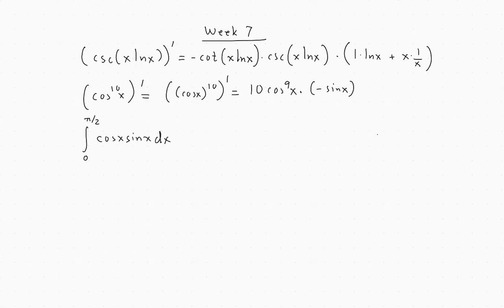U is equal to sine x. Du will be cosine x dx, which means that this integral will turn into u du. And we have to be careful with the endpoints. We have to plug them into sine. So we will have sine of 0, that is 0, and sine of pi over 2, which is 1. So this will be u squared over 2 from 0 to 1, which is 1/2.